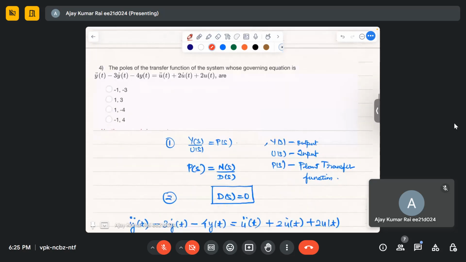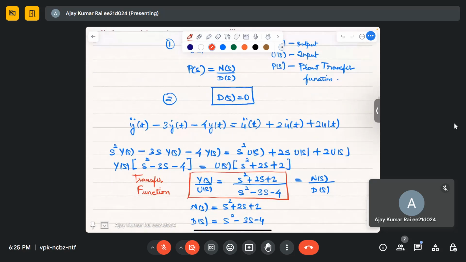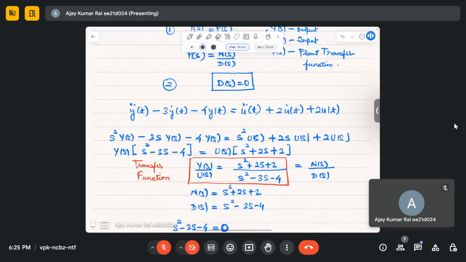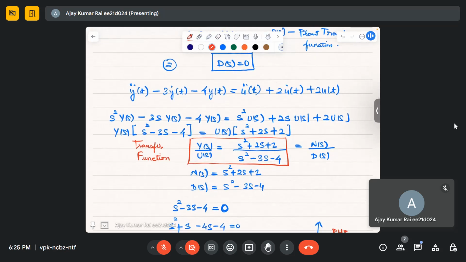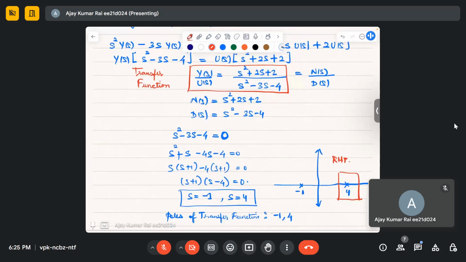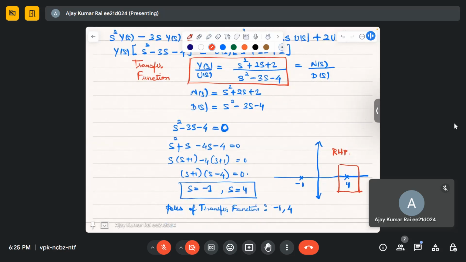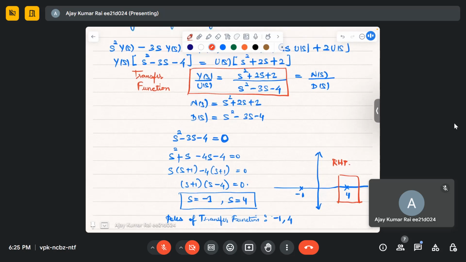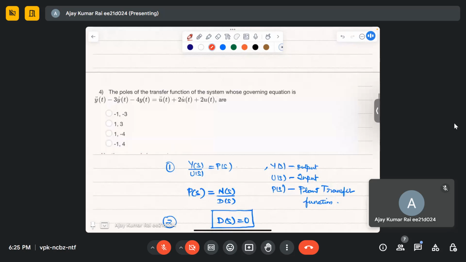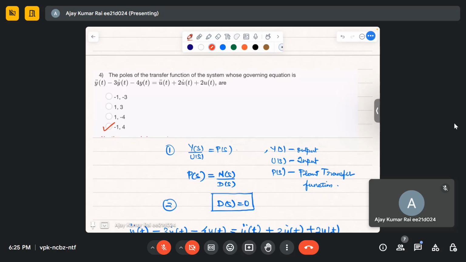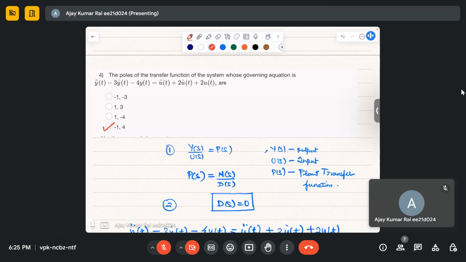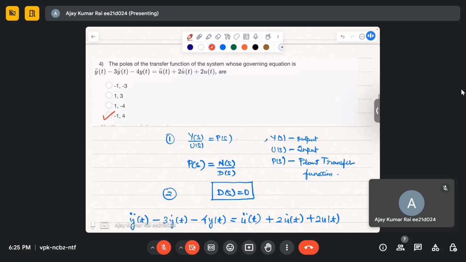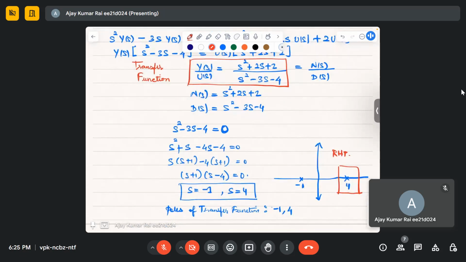Very simple. The equation was given to me. I took the Laplace transform, found the transfer function, and made the denominator equal to 0. Once I got the roots, those roots are the poles of the transfer function. So in this question, the roots are minus 1 and 4. I hope this is the correct answer. Any question? You can ask any question in case you have any doubt. It was a very simple question.